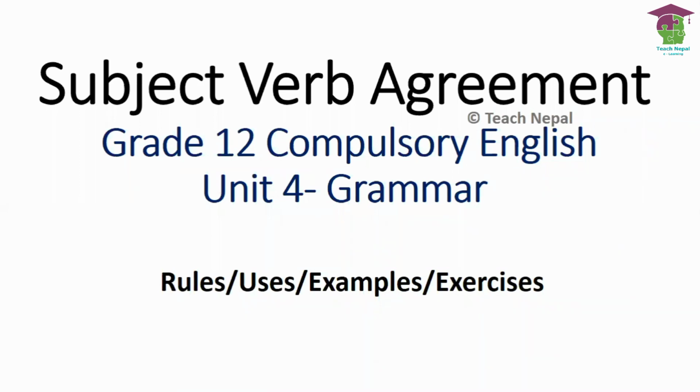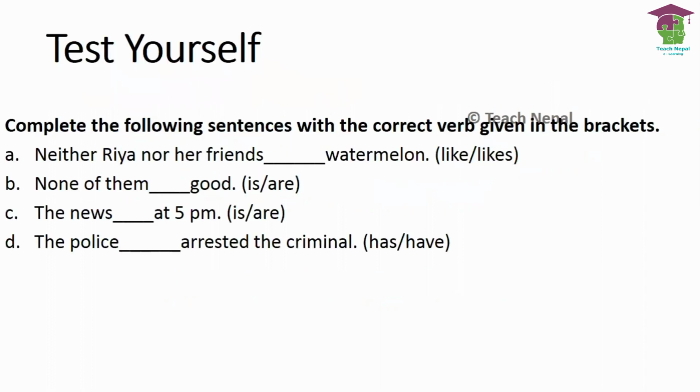Subject-verb agreement. In the very beginning, you need to know what is meant by subject-verb agreement. So have a look at these questions here. Complete the following sentences with the correct verb given in the brackets. A, neither Ria nor her friends (like or likes) watermelon. Which verb is suitable here? B, none of them (is good or are good). C, the news (is or are) at 5 p.m. D, the police (has or have) arrested the criminal.